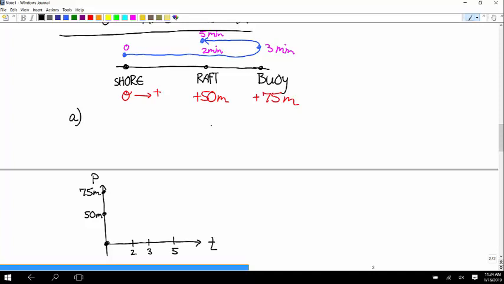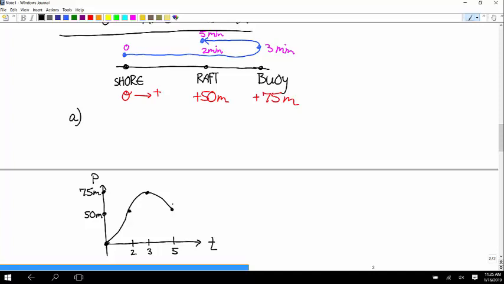Next is 2 minutes, 50 meters. So that's here. Next is 3 minutes, 75 meters. So there. And next is 5 minutes, 50 meters. So there. Everything we'll deal with in this class is going to be a smooth differentiable function, so I just put little curves on it, but all we really know are the points.